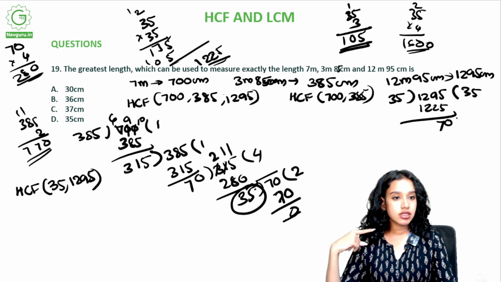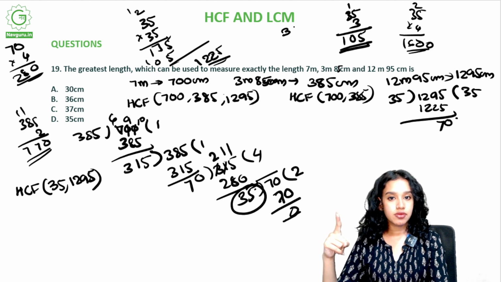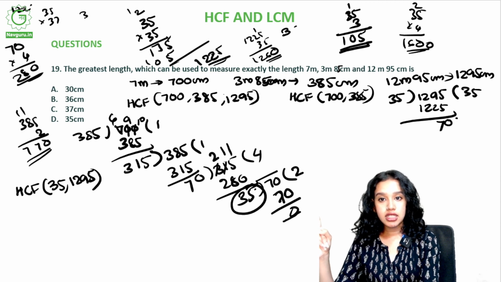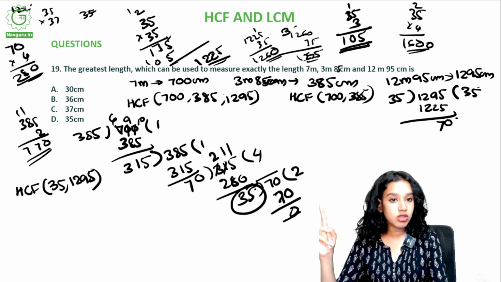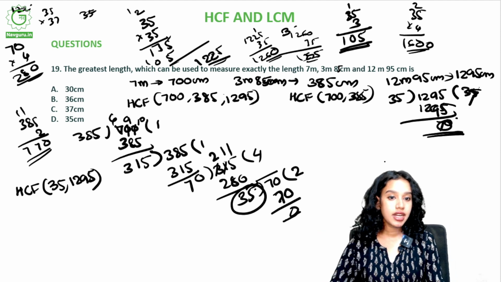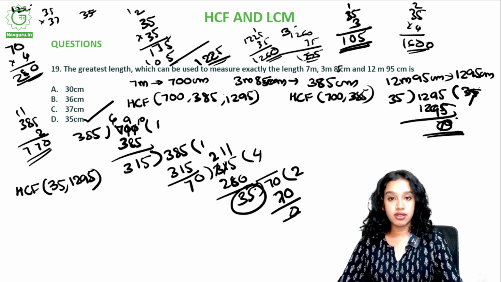So we could do one more. What is 35 into 36? That would be 1225 plus 35, which is 1260. No, 35 into 37. That is 1260 plus 35. This would be perfectly 1295. So this is actually 37, which gives us 1295. The remainder would be 0. So the answer for this question, the HCF, is equal to 35 centimeters.